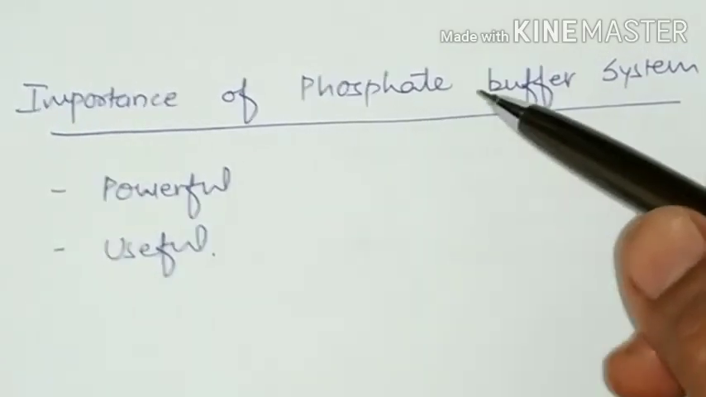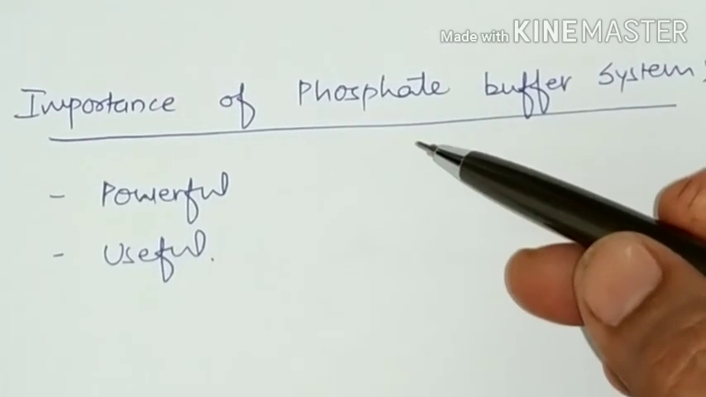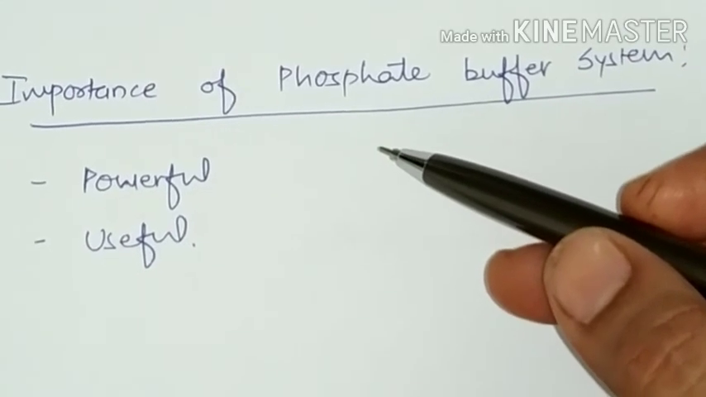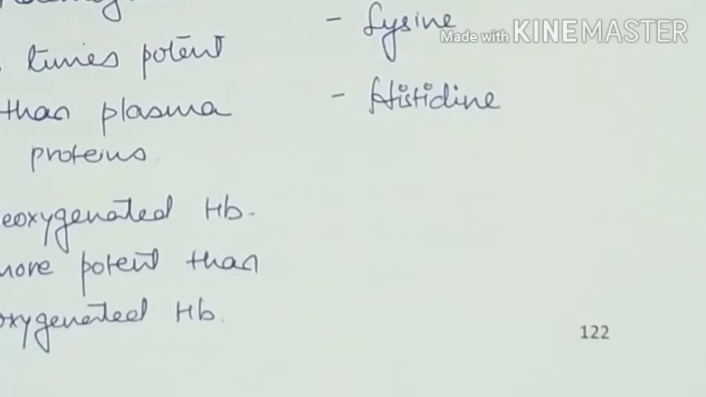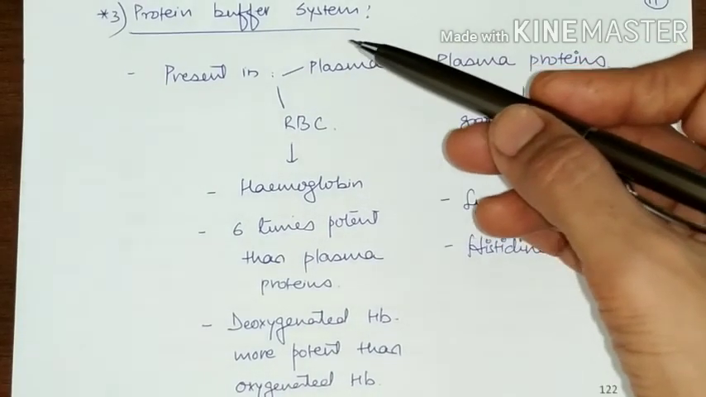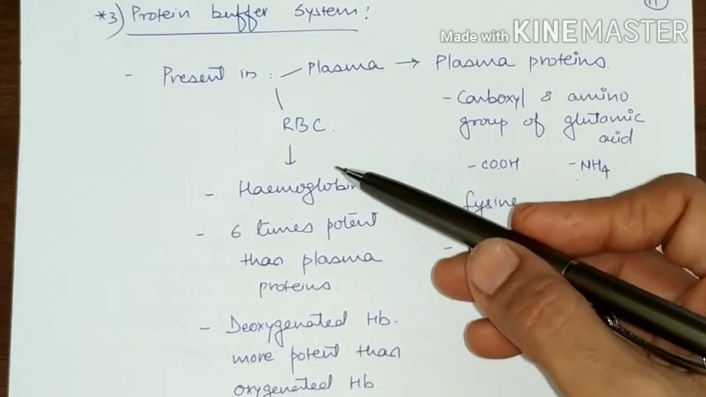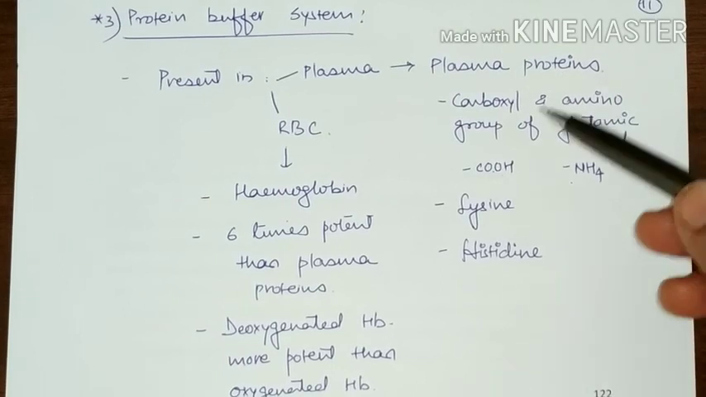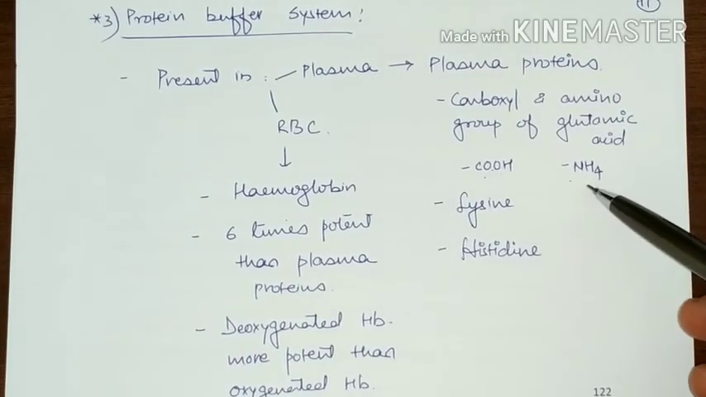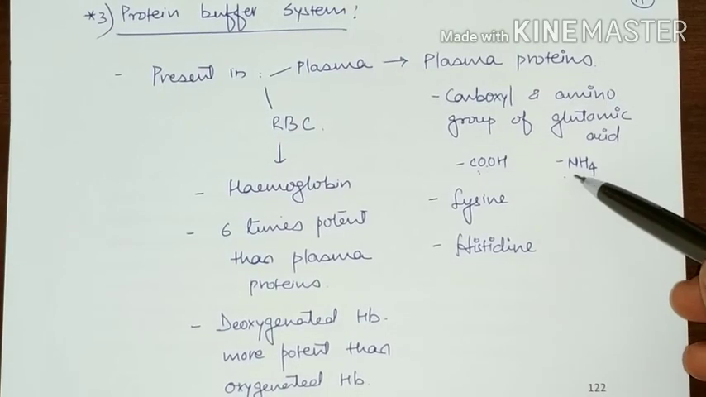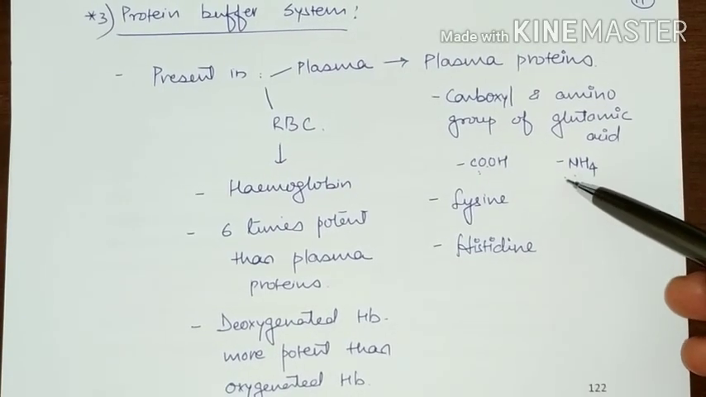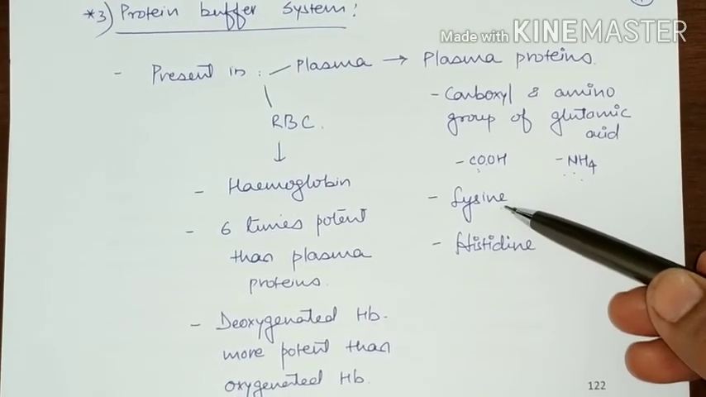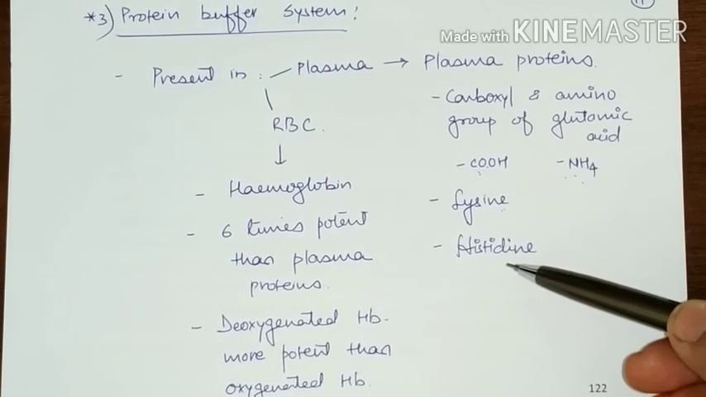What is the importance of the phosphate buffer system? It is more powerful than bicarbonate buffer, and it is useful in the tubular fluid of the kidney as well as in the RBCs. Next is the protein buffer system, which is present in the plasma as well as in the RBCs. Plasma proteins act as buffer because they have carboxyl as well as amino groups. Also because of the side chain of the amino acid lysine and the imidazole group of histidine molecules.